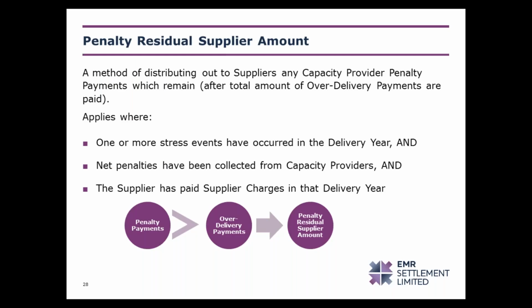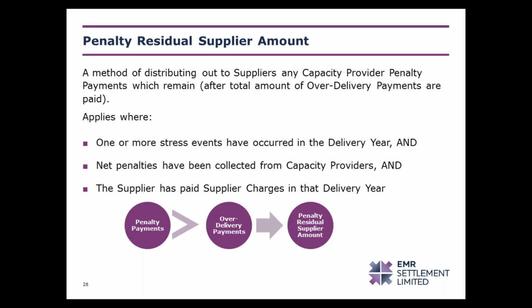We will have another break point for questions as we go through the webinar, because now we're going to move on to penalty residual supply amount. Only a couple of slides on this. It's a fairly simple little payment. Unfortunately, it may never happen, and here is why. It is a method of dispersing out to suppliers any capacity provider penalty payments which remain. And I mean remain because penalties fund over delivery payments to capacity providers, so there may not be any left.